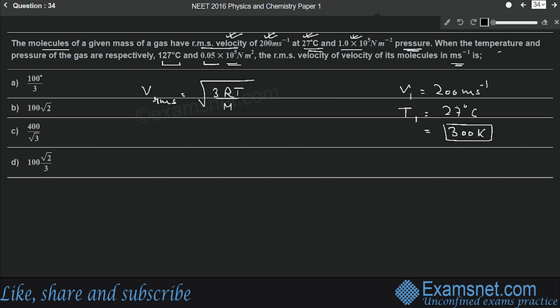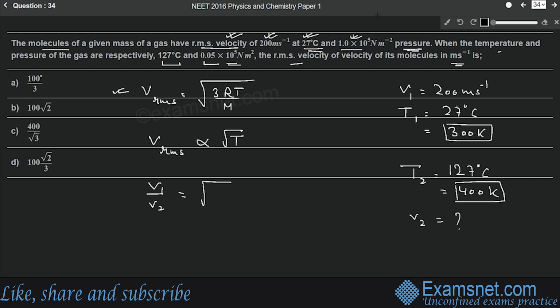Now in the second situation, the temperature, that is T2, is given as 127 degrees Celsius. And in Kelvin, it will be equal to 400. So 400 Kelvin is T2. And we have to find out the RMS velocity in this case. That means we have to find out the V2. Okay. So from this formula, we can say that V RMS is proportional to root T. So V1 by V2 will be equal to under root T1 by T2.